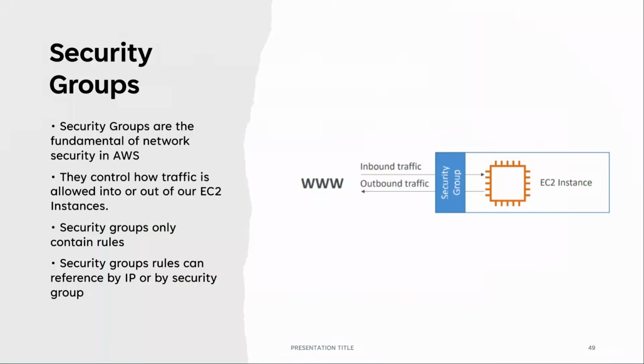Now talking about security groups. Security groups are the fundamental of AWS networking. We are going to learn about security groups in very big detail in VPCs, but for now just understand that they control how traffic is allowed into or out of our EC2 instances. Security groups only contain rules, and the rules can reference any IP or any other security group. We're going to see some examples right now. Basically it's a kind of firewall for your EC2 instance. It will allow or deny whatever traffic you want.